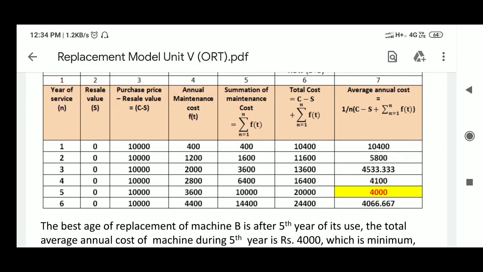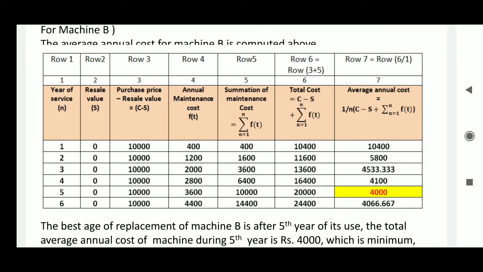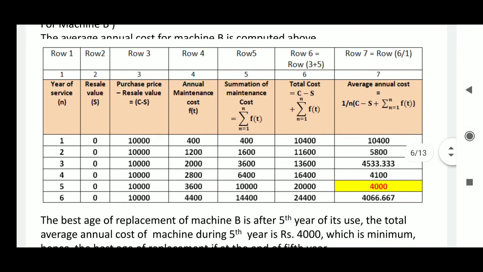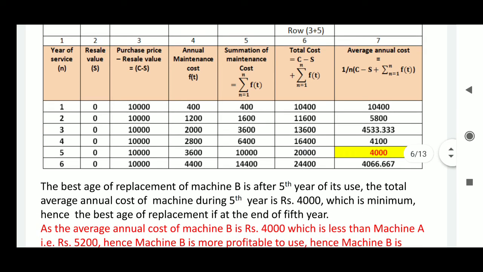Similar calculation we have done for machine B. The resale value is also 0, and again from this problem you can see that during the fifth year the average annual cost is rupees 4000. So from this we can say that this cost, rupees 4000, is less, and again the average annual cost goes on increasing during the sixth year.